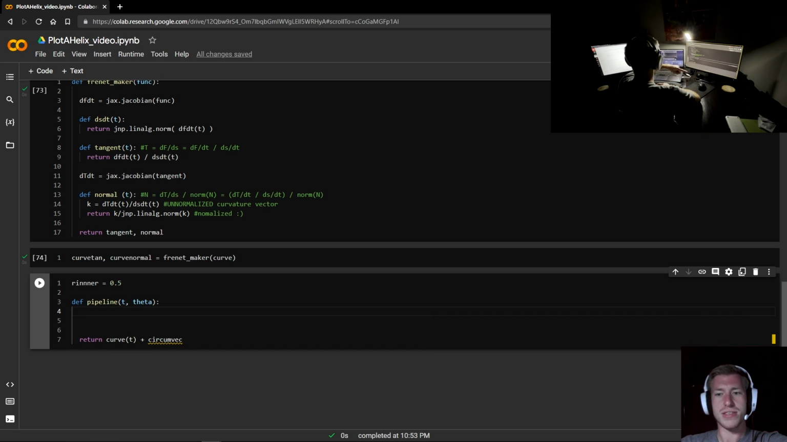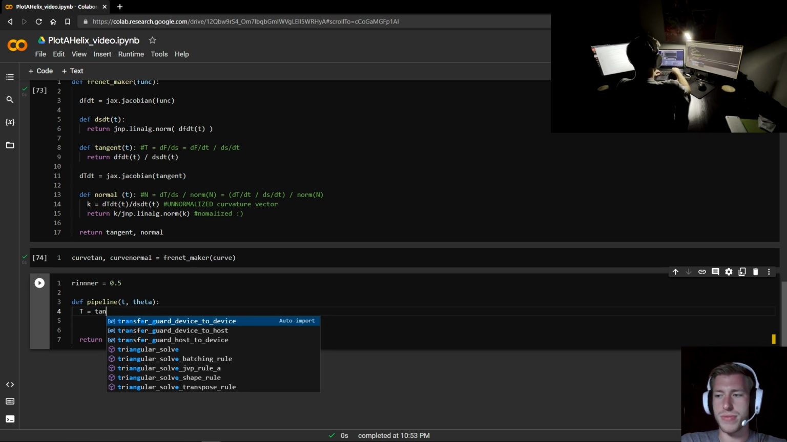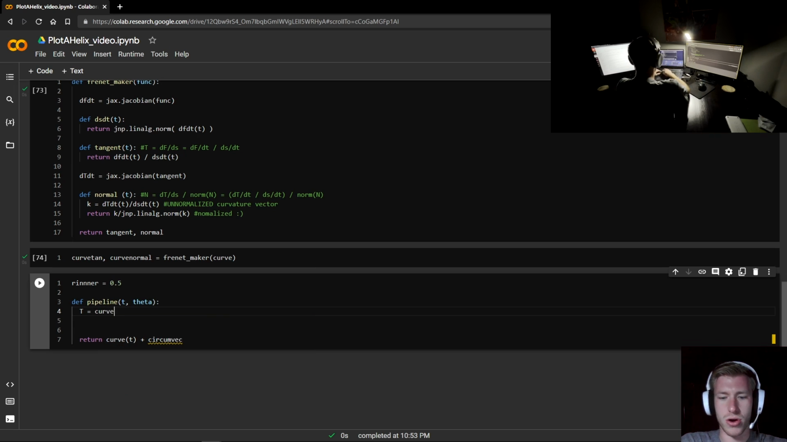We need x, which in this case is going to be our normal, and then y, because our tangent is the one that's kind of our perspective, our POV. So I'm going to make capital T our tangent, and that's just the function we just made called curve tan at time t. Next thing we're going to need is our normal unit vector, which is just curve normal, again at time t, because we're going to be iterating through this pipeline function.